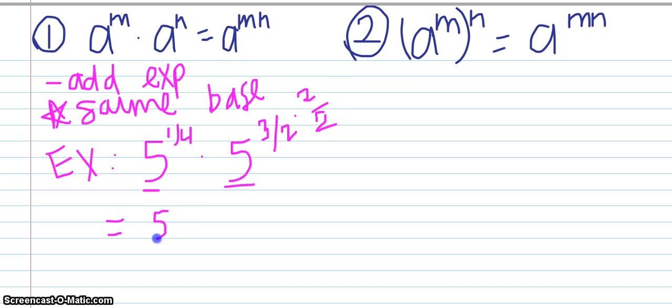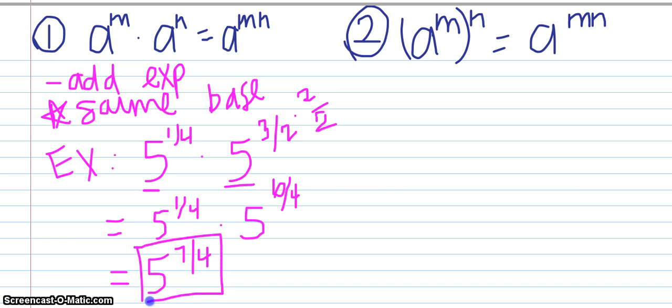So I have 5 to the 1/4 power times 5 to the 3 times 2, which would be 6, and then 2 times 2 would be 6/4 power. Now I need to add my exponent, so 1/4 plus 6/4 is going to give me 7/4. So my final answer is 5 to the 7/4 power.